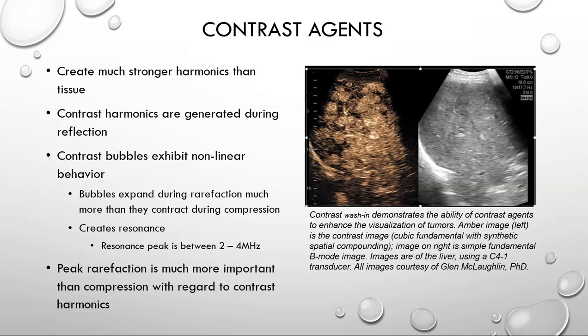Contrast agents, because of the way they reflect sound, create much stronger harmonics than tissue. Contrast harmonics, as opposed to transmission harmonics, are created during reflection of the sound. Contrast bubbles exhibit nonlinear behavior and expand. Bubbles will expand during rarefaction much more than they will during compression. This creates a resonant peak between 2 to 4 megahertz. Peak rarefaction is much more important than compression with regard to contrast harmonics. Here we see contrast harmonics in this liver compared to the liver without the contrast.